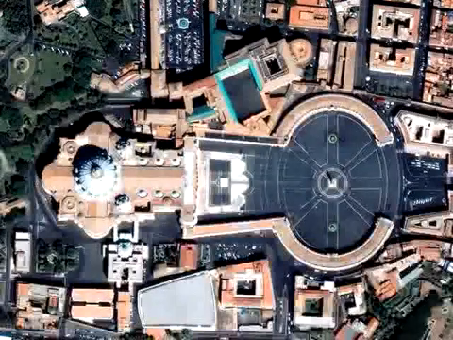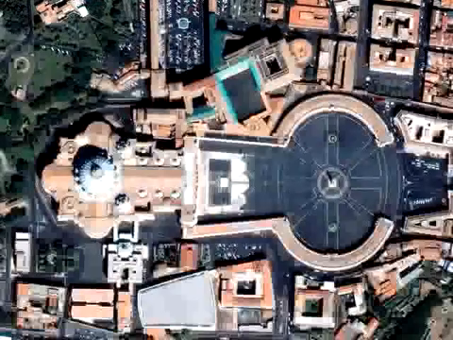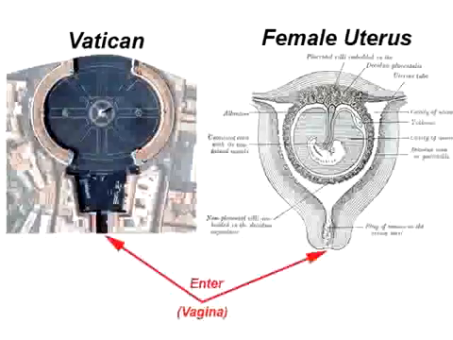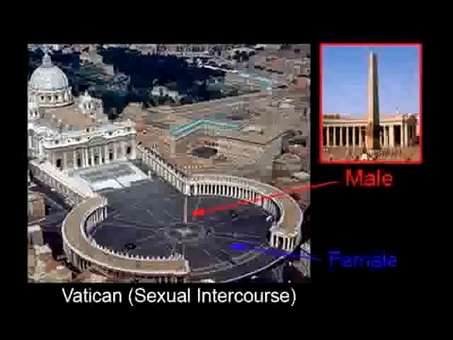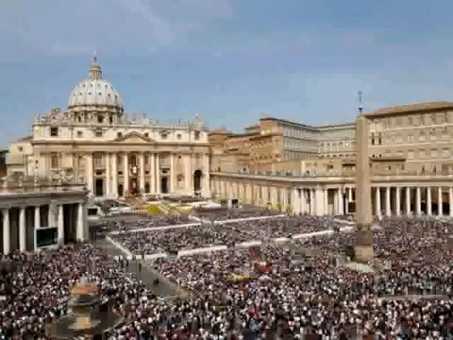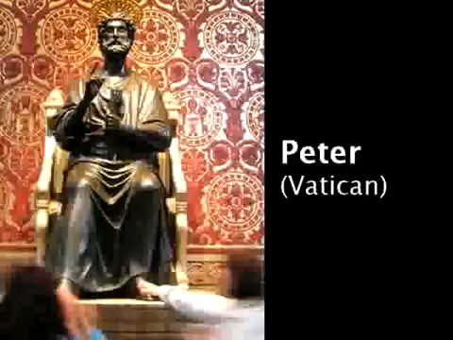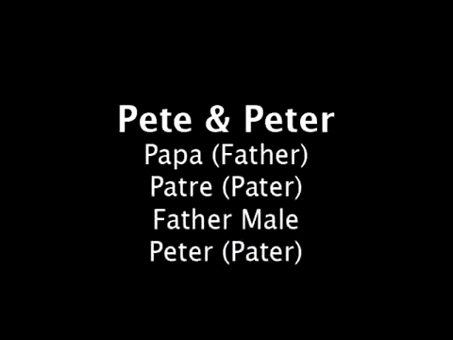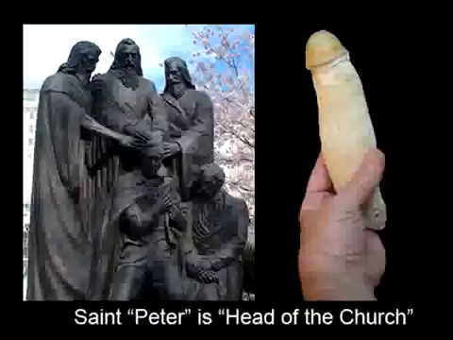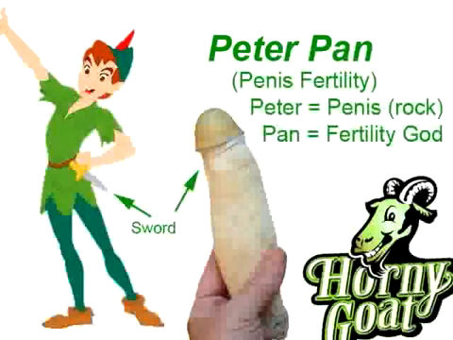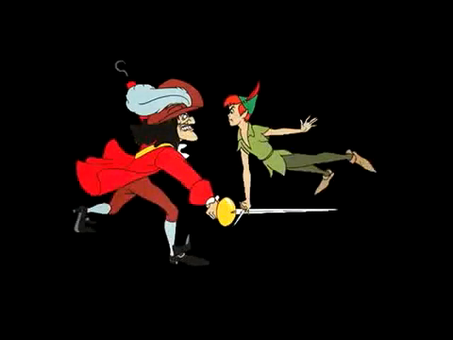So we find the same sex magic once again at the Vatican, which is the uterus or the womb of the female. And of course, we have the obelisk or the penis of the male entering into the goddess. And that's why Peter, which means penis, is the head of the church. And that's why the green little spring boy of springtime is named Peter Pan, with his short little sword.